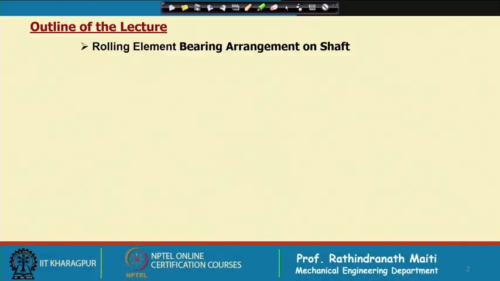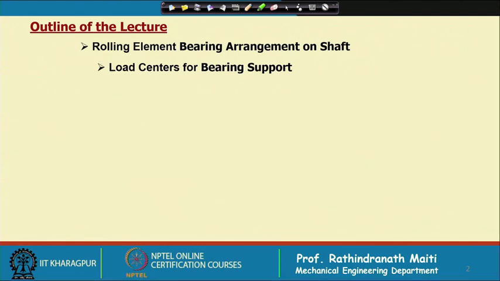In this lecture, I shall cover rolling element bearing arrangement on shaft and load centers for bearing supports. Once we have made a layout of the gears, we put in bearings, without knowing whether they will give the life or not, but we select some bearing based on experience. From there we find the load center where the load acts on the supports. Unless we select that, we will not be able to find the load on the bearing support, calculate the life of the bearing, or calculate the bending moment on the shafts and whether the shaft design will be satisfactory.